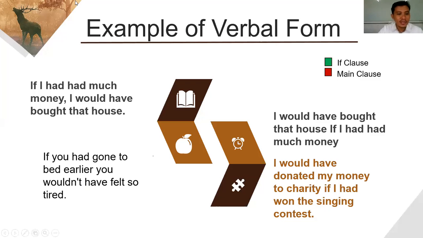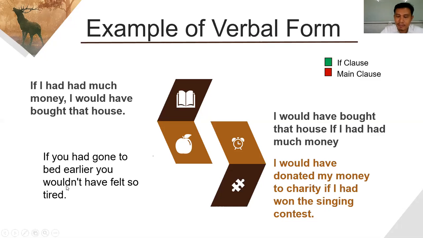Okay, let's talk about the second sentence. If, you as the subject, had as a helping verb, because we need had. You do not drop had because it's past perfect tense. We need had as a helping verb, and then verb 3 of go, which is go, went, gone. If you had gone to bed earlier, you would not.